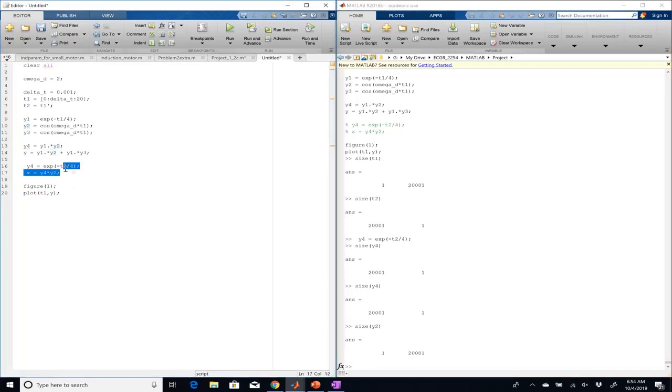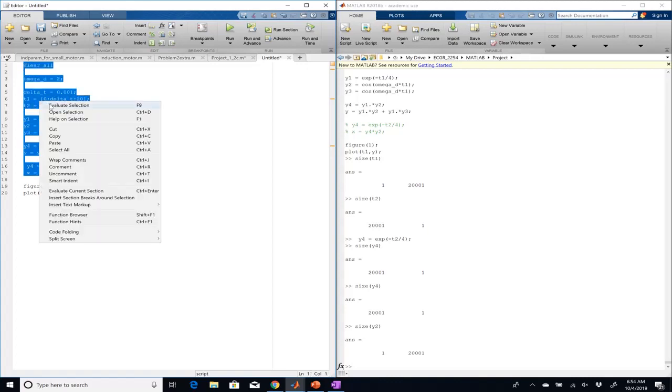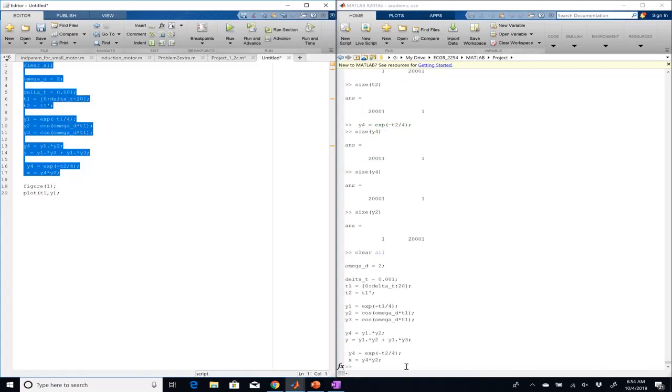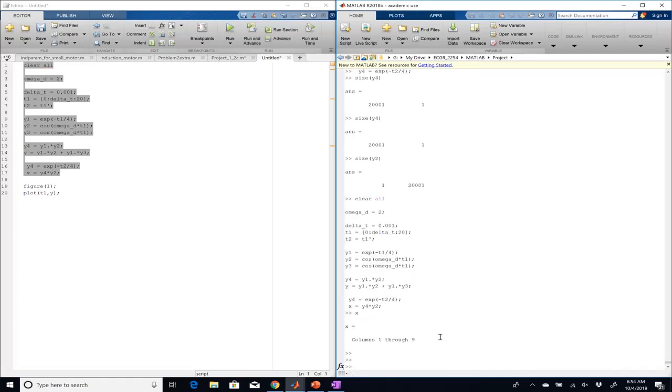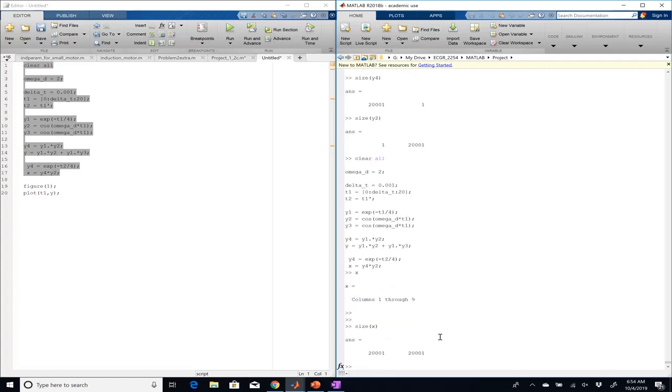Okay, so if I run this, evaluate selection, I probably shouldn't type just X to see it, because it would take a long time to display. Let me type size X. 20,001 by 20,001. You know that is not what you wanted to have happen. So you've got to check to make sure that these vectors are in the right order, the right sizing, before you actually try to do any kind of operations.